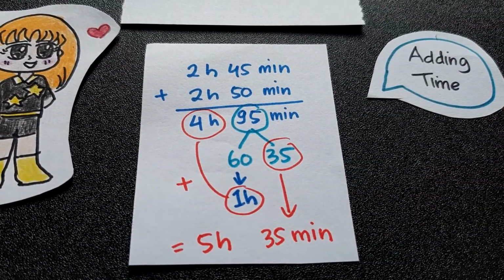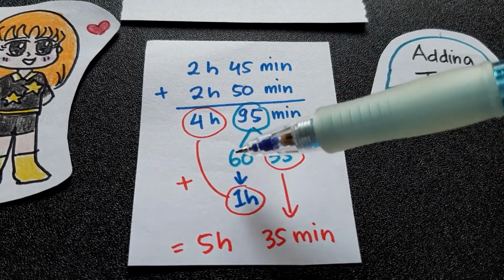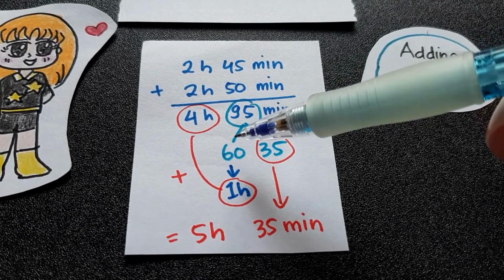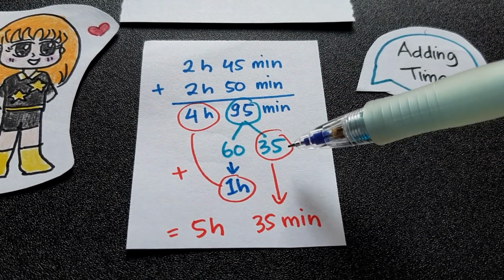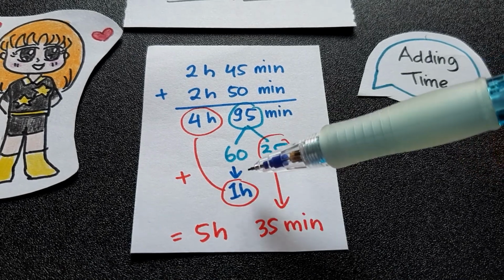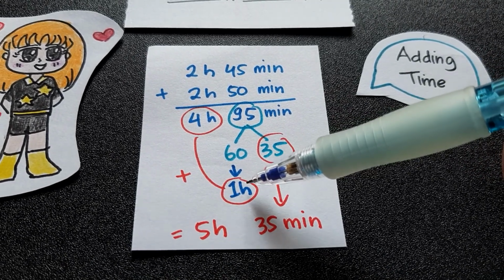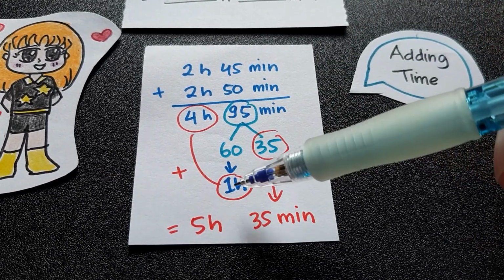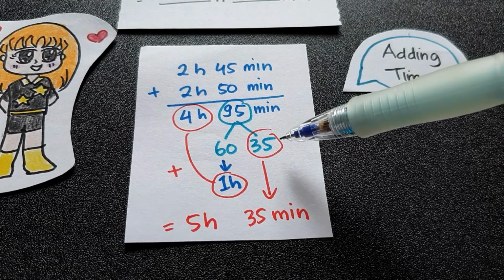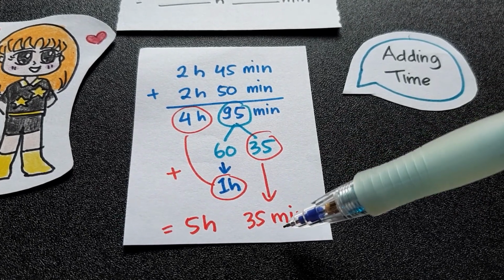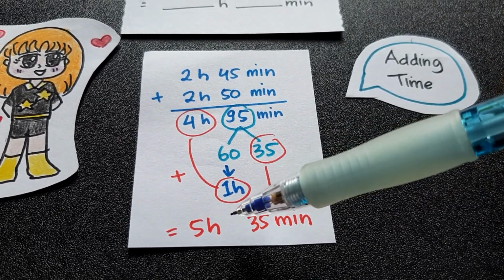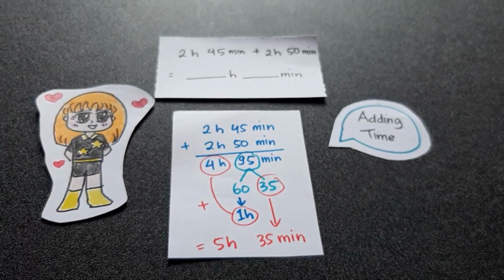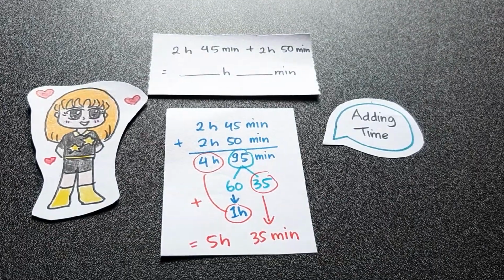Since it's more than 60, you have to separate it into 60 and the other minutes. 95 minus 60 is 35. Remember, 60 minutes is 1 hour. So we have to add this 1 hour with the other hours. 4 plus 1 is 5. And the leftover minutes, you put it at the back, like this. So the answer is 5 hours and 35 minutes. Do you understand? Okay, let's go to the next part.